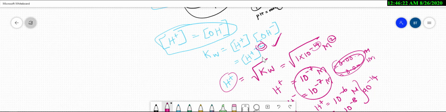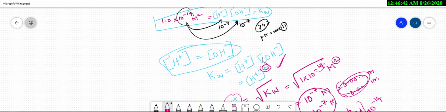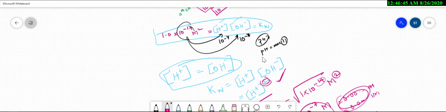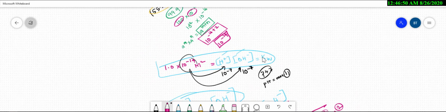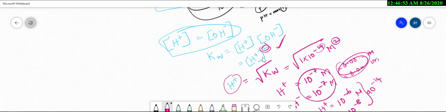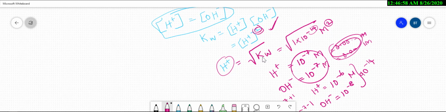Now if you take the square root of this step, what will it become? H plus equals the square root of the ion product of water, since the square is equivalent to the ion product. What is the value of the ion product of water? 1 into 10 power minus 14 M square. How did this M square come here? Because I told you that M square means both H plus and OH minus, their product value is 10 power minus 14. So 10 power minus 7 M into 10 power minus 7 M is 10 power minus 14. So we are adding that M square also.